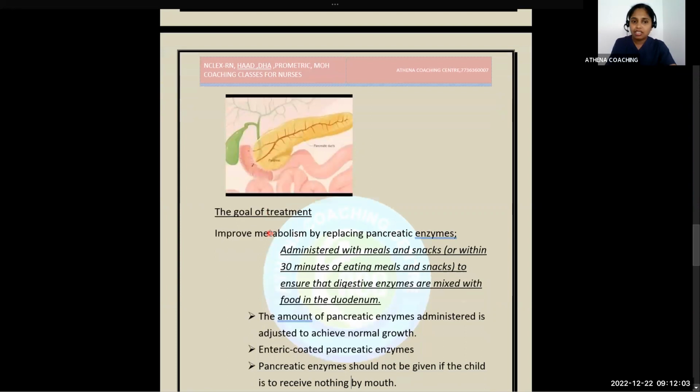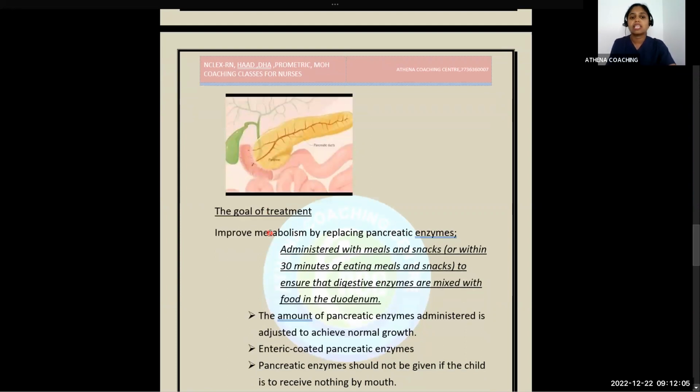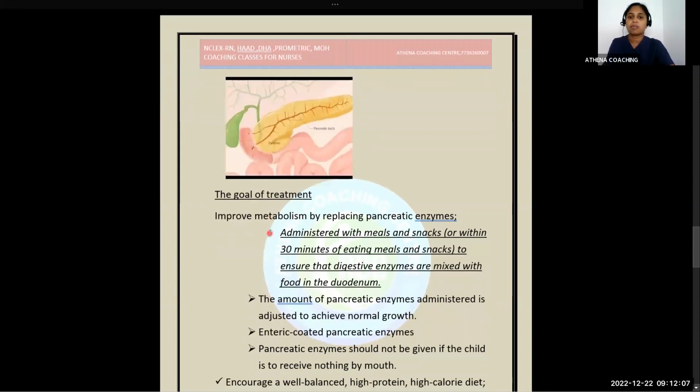And while managing, the point you need to remember is improving the metabolism by replacing pancreatic enzyme. Okay, so the pancreatic enzyme can be administered with a meal or snacks, or within 30 minutes of eating meals or snacks. This particular underlined point is very important. When you want to administer pancreatic enzyme, it has to be administered with a meal or snacks, or within 30 minutes of the food.